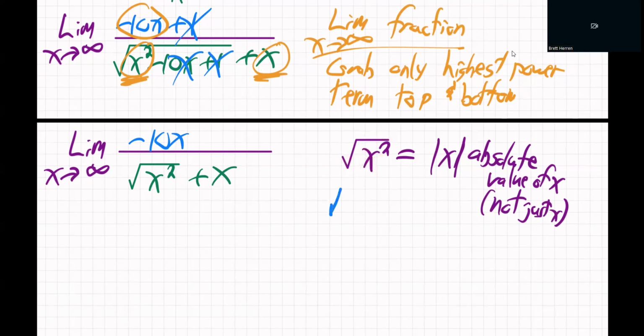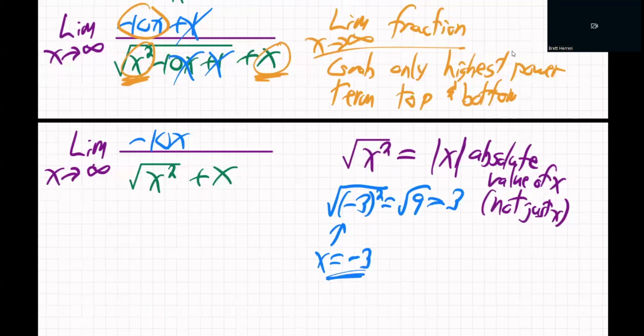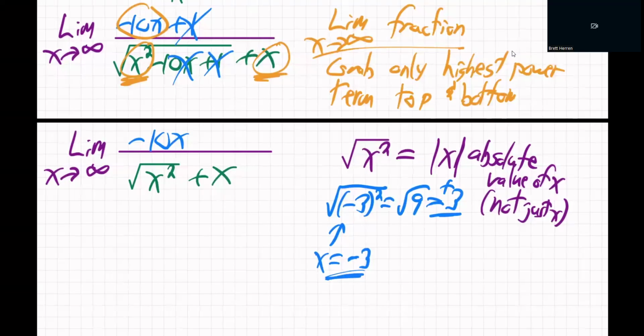Why is that? Well, just think about it. Let me just prove it to you. What if you plug in x is -3? What if I take the square root of -3 squared? What happens? It's the square root of 9, right? -3 squared is 9, and the square root is 3. See how it turned that -3 into +3? That proves that what square root of x squared does is its absolute value. It makes it positive. So it's not just x, it's the absolute value of x.